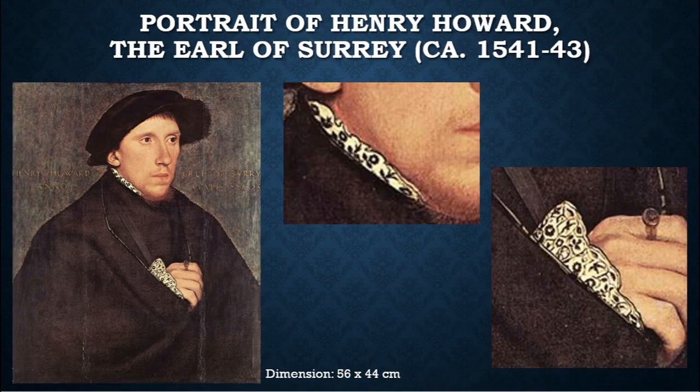This portrait is of Henry Howard, the Earl of Surrey, from roughly 1541 to 1543, and if we zoom in on both the collar and the cuffs, we can see that there is black embroidery there. Once again, this is not the geometric embroidery that Holbein is attributed with, but it is black embroidery on a Holbein painting, so I guess you could still consider it Holbein stitch. Either way, there is blackwork embroidery on a Holbein painting.